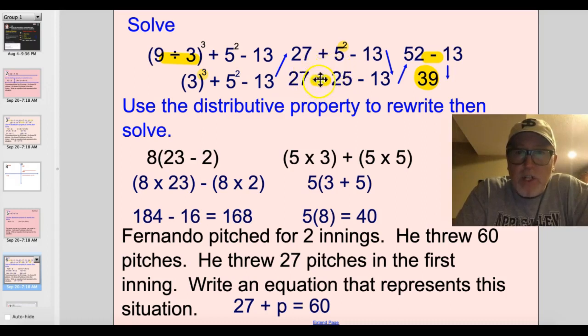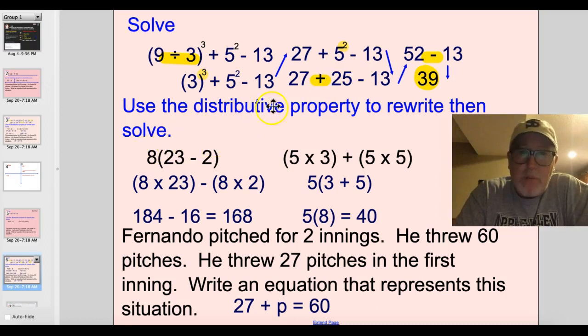Then we've got addition here because it's just addition and subtraction left. So 27 plus 25, that's 52. And then you can just subtract 13. You got 39. It looks like a complicated problem. There are quite a few steps. 1, 2, 3, 4, 5. It's a 6-stepper, but there's nothing that difficult in there.